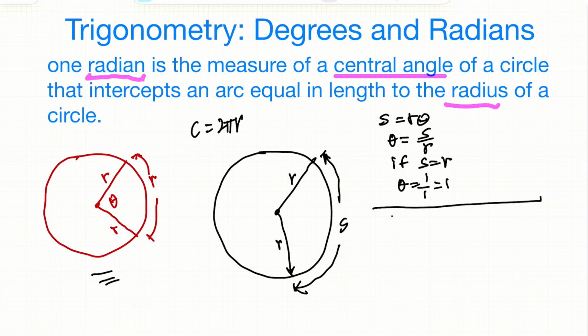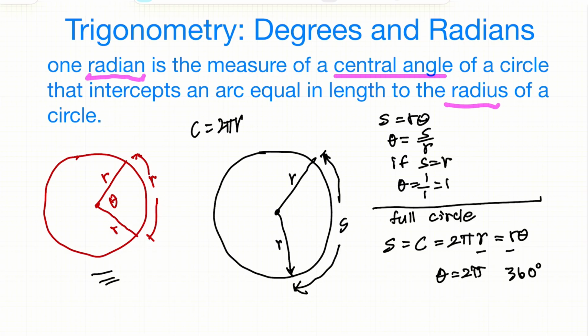Now let's look at the case of a full circle. In this case, this arc length is just the circumference. That's 2 pi times r. Now we know from the top equation that's equal to r theta. Now our r's drop out, so theta is equal to 2 pi. And that's the case for a full circle. That's 360 degrees. It's 2 pi radians or 360 degrees.